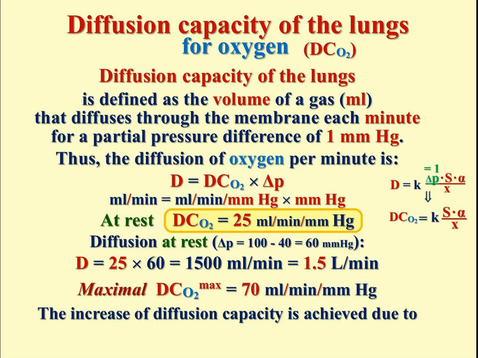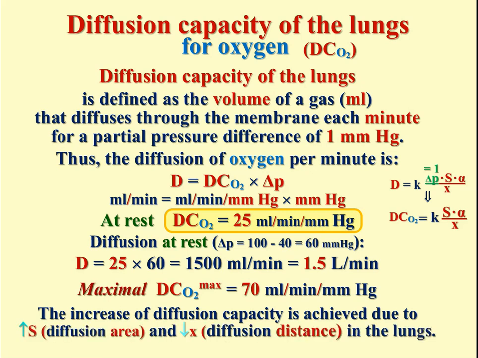The increase of diffusion capacity is achieved due to a higher diffusion area, because we breathe deeper, and deeper inspiration stretches the lungs more strongly. So the diffusion area, the surface area of the lungs, increases. And with the increase of alveolar size, we have a decrease in the thickness of the alveolar walls, and therefore the diffusion distance also decreases in the lungs. So look again at this equation of diffusion capacity. You see, surface area increases and diffusion distance decreases.